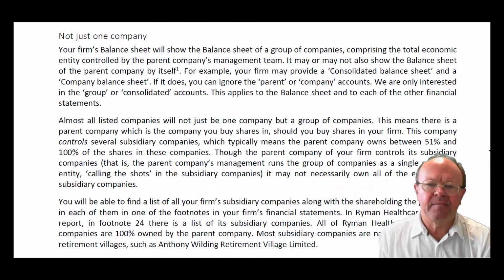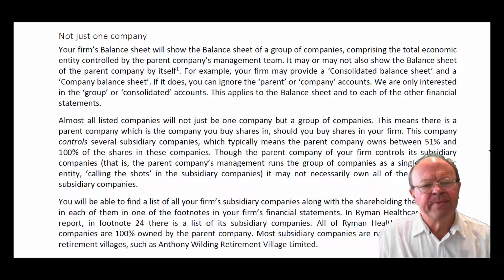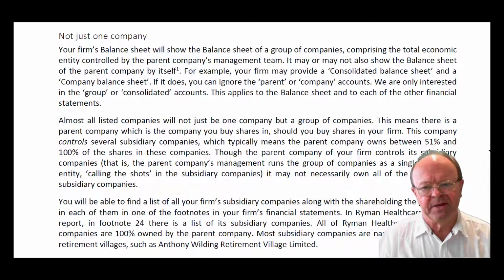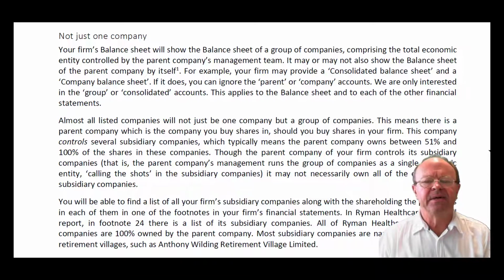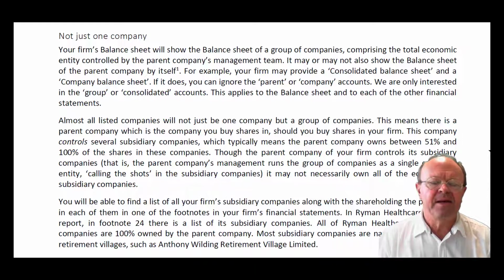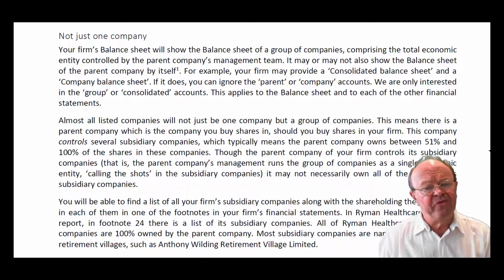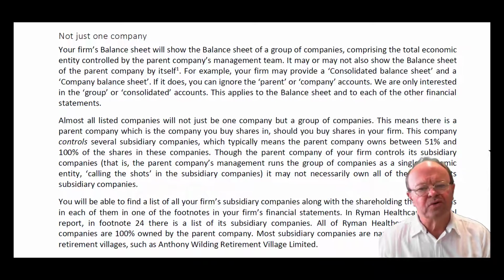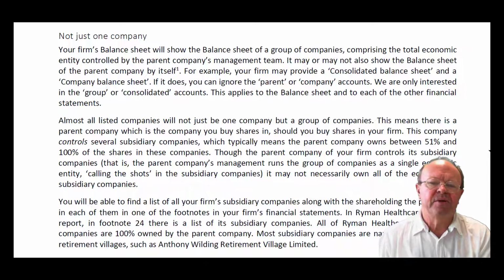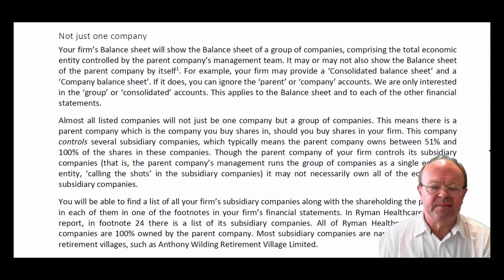Not just one company. Your firm's balance sheet will show the balance sheet of a group of companies comprising the total economic entity controlled by the parent company's management team. It may or may not also include the balance sheet of the parent company by itself. For example, your firm may provide a consolidated balance sheet and a company balance sheet. If it does, you can ignore the parent or company accounts. We are only interested in the group or consolidated accounts. This applies to the balance sheet and to each of the other financial statements.